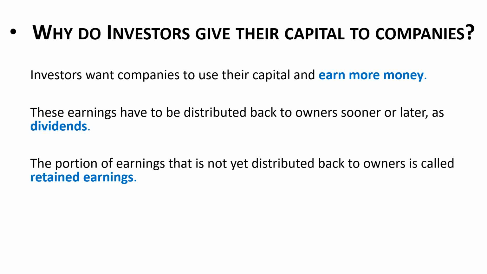The portion of earnings that is not yet distributed back, and we saw how in the early years the corporation chose not to declare dividends until they pay off their liabilities, the portion that is retained is called retained earnings. Now, why would a company retain earnings? To pay off debts, to grow the company, so you don't have to go out to borrow money. You can retain the owner's money and you can grow the company.